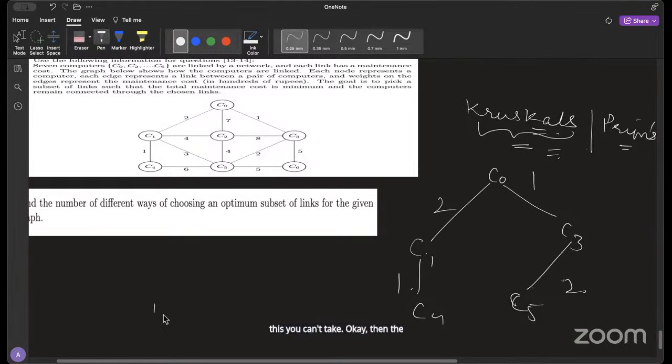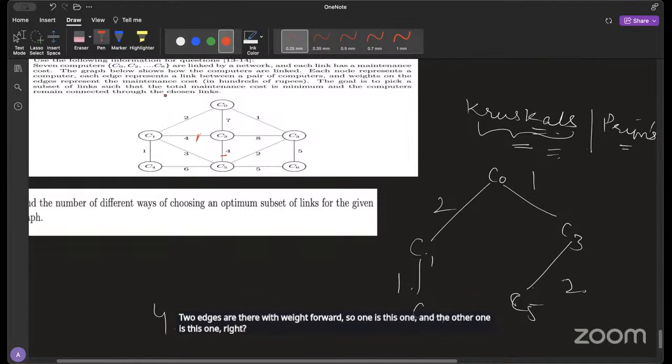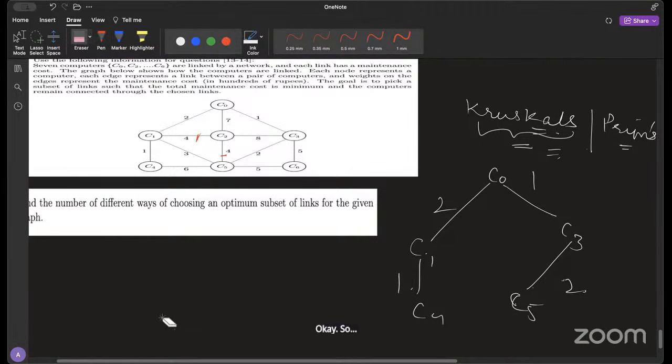Okay, then the next minimum is 4, and there are 2 edges with weight 4. So one is this one, and the other one is this one, right? Yes. Okay. The last thing, how did you do that? What was that? Just 1 second.